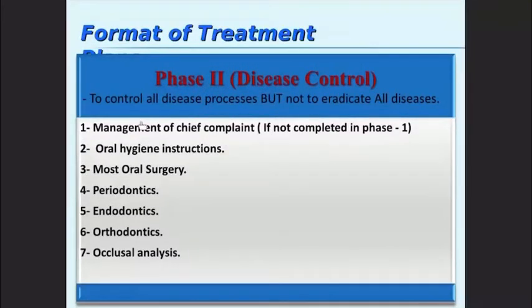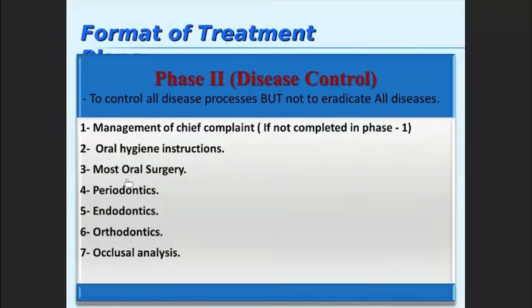Okay, coming to phase 2, disease control. This is to control all disease processes, but you cannot eradicate all diseases. Here, what your aim should be is to control the disease processes. So if the chief complaint is not managed, it has to be completed here. Or oral hygiene instructions like scaling, mouth washes, and all these things can be prescribed here.